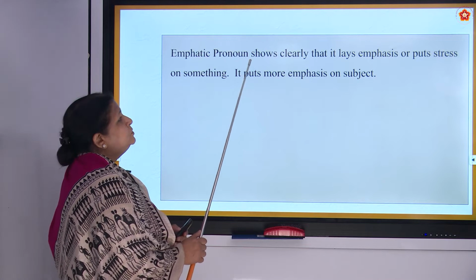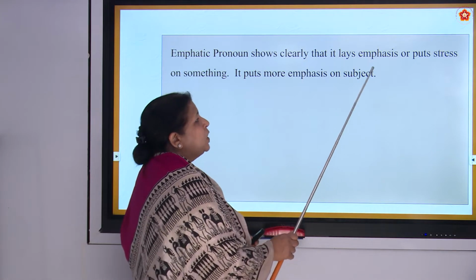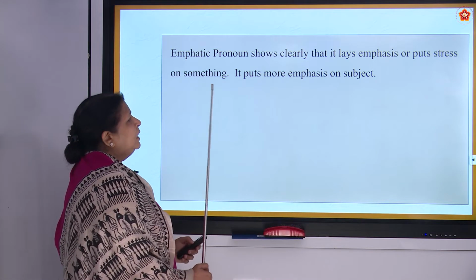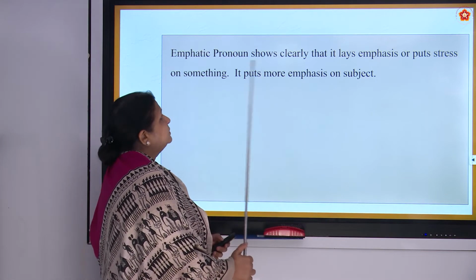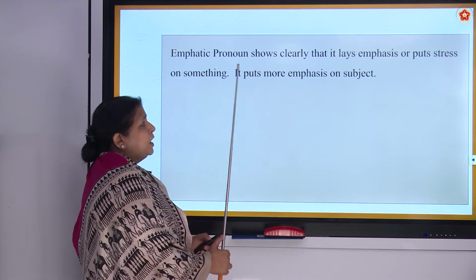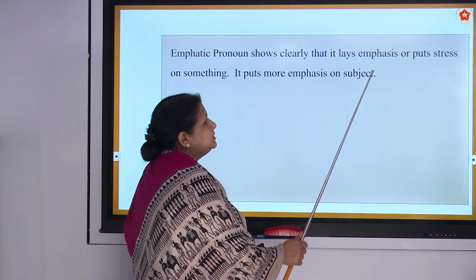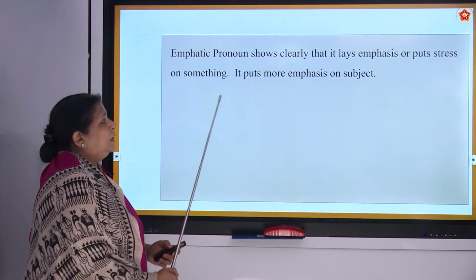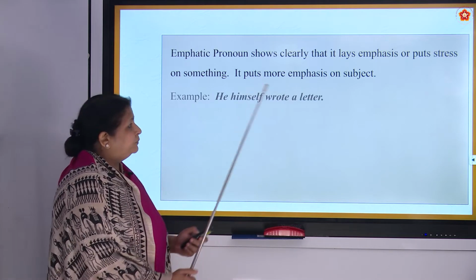An emphatic pronoun shows clearly that it lays emphasis or puts stress on something. It puts more emphasis on the subject.